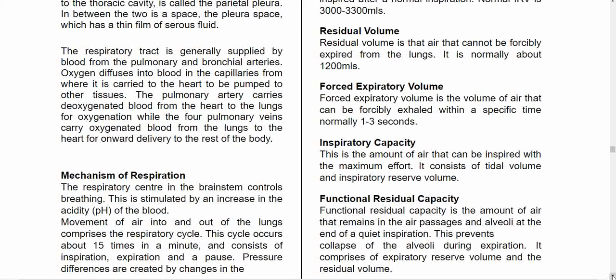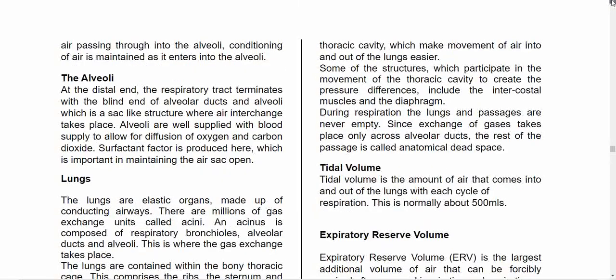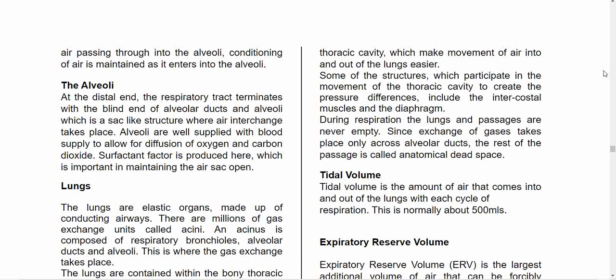Movement of air in and out of the lungs comprises the respiratory cycle, and the cycle occurs about 15 times in a minute. It consists of inspiration, expiration and a pause. So there we talk about some of the measures that always give us knowledge about how effective our respiratory cycle is, and we talk about the following volumes. We have tidal volume. That is also important to know because it's supposed to be at a normal rate of 500 mL: the amount of air that comes into and out of the lungs with each cycle of respiration. That is tidal volume.